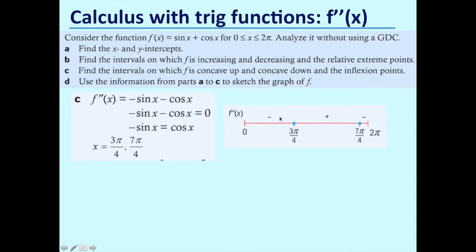So again, on our sketch, we're going to put these points here and test to see what happens either side of them. So again, substitute some values either side in here, and we can elicit that where the second derivative is negative, between 0 and 3 pi by 4, it is concave down, as it is between 7 pi by 4 and 2 pi, and it is concave up between 3 pi by 4 and 7 pi by 4. We know, because the second derivative is 0 and the sign changes, that these are both inflection points.